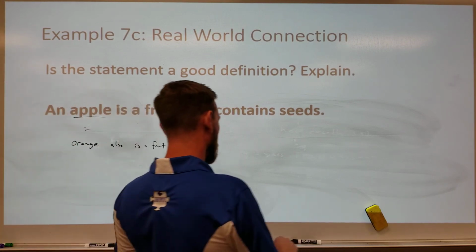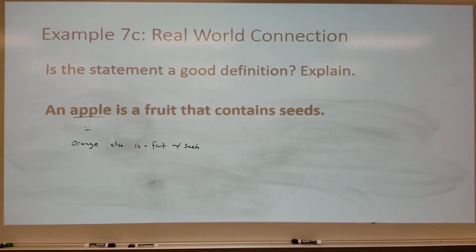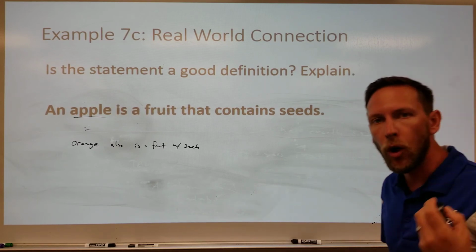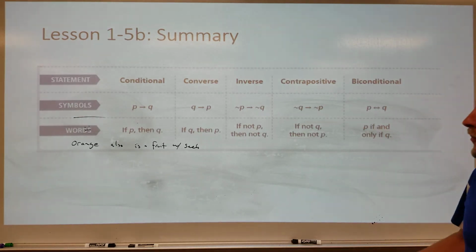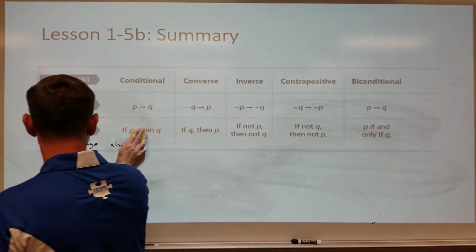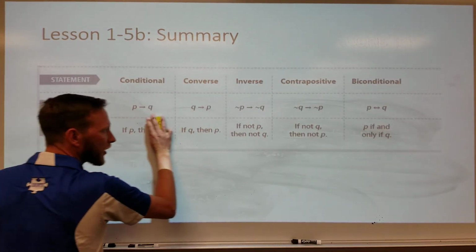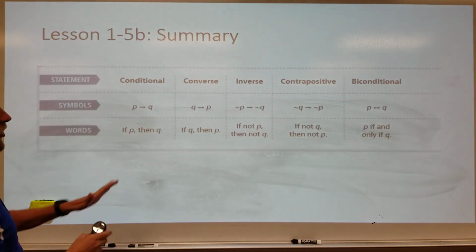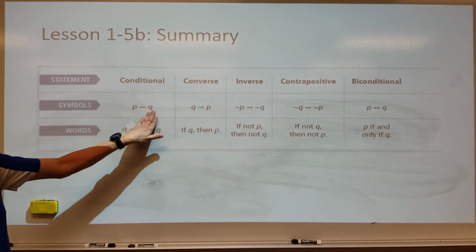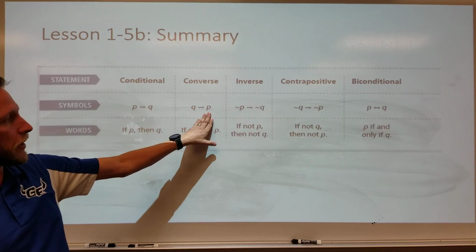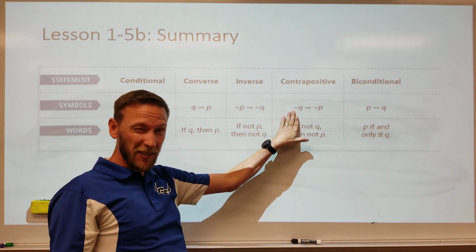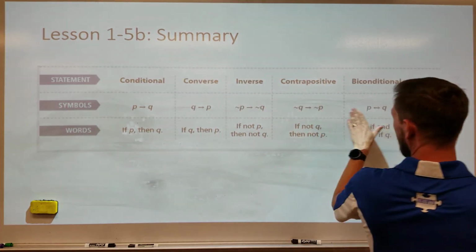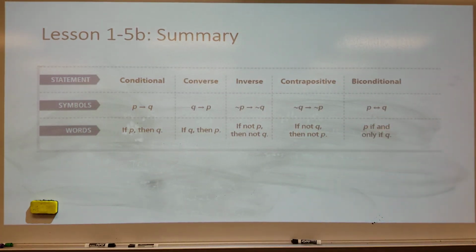All right? And so, again, we want to think about whether or not we have quality definitions when we're trying to learn new terms. All right, so in summary, and I don't know how well you'll be able to read this on the camera there, but this is a summary of conditionals. If P, then Q. Converse, if Q, then P. Inverse, if not P, then not Q. Contrapositive, if not Q, then not P. And the biconditional, P if and only if Q. Hypothesis if and only if conclusion.